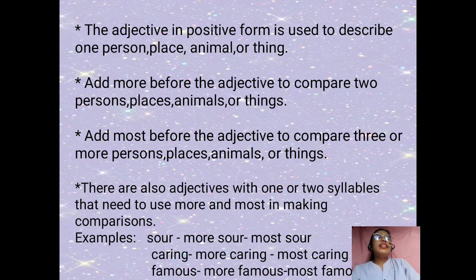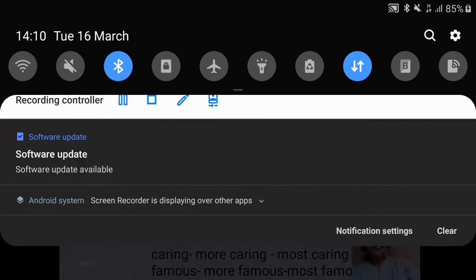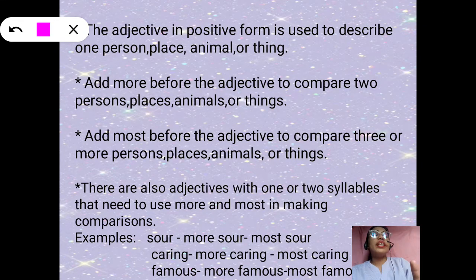Okay, next degree of comparison is the comparative. So, in comparative, we use the word more or we add er at the end of an adjective or at the end of a describing word. So, add more before the adjective to compare two persons, places, animals, or things. So, in comparative degree, we will compare the two nouns. We will compare the differences between the two nouns. So, we will use more or sometimes we will add er at the end of a word.